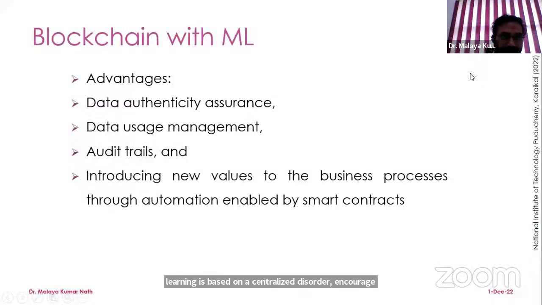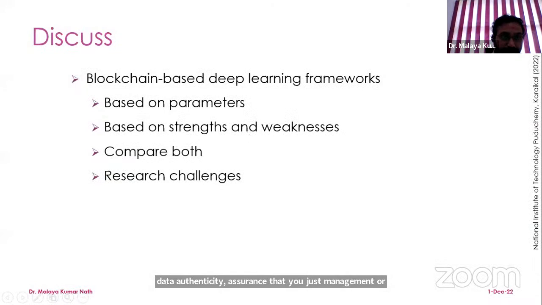Already we have discussed blockchain with ML and its advantages: data authenticity assurance, data usage management, audit trails, as well as introducing new values to business processes. What we'll discuss today is the blockchain based deep learning framework, and how we have partitioned this presentation. We will discuss blockchain-based deep learning frameworks based on parameters, and here we have discussed 7 parameters. Based on the strengths as well as weaknesses, we can compare both, and we will look into some research challenges.